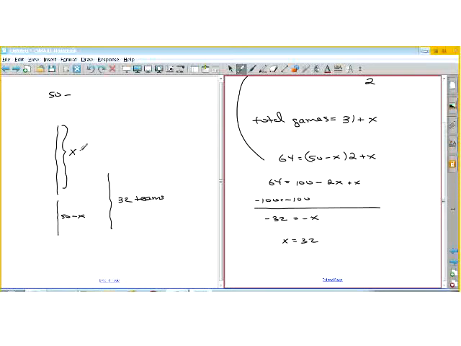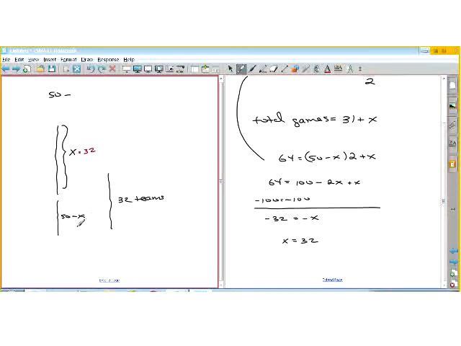So let's see if that works or not. So here we got 32 teams. That means I've got 50 minus 32 teams here, which is 18. Okay. Now if I take the winners, from here I'm going to have 32 divided by 2, which is 16.